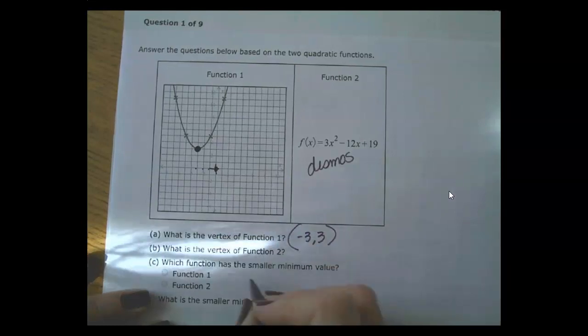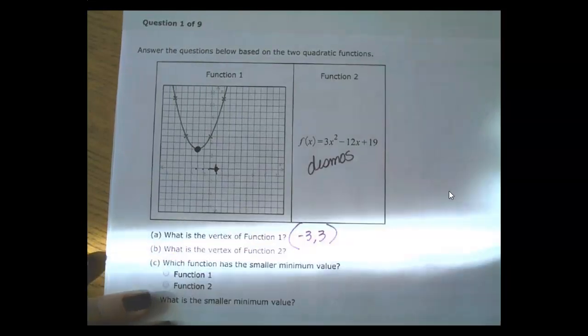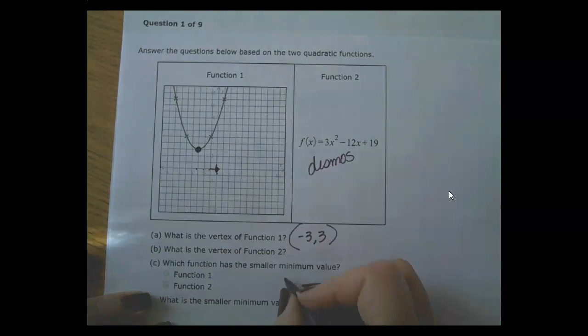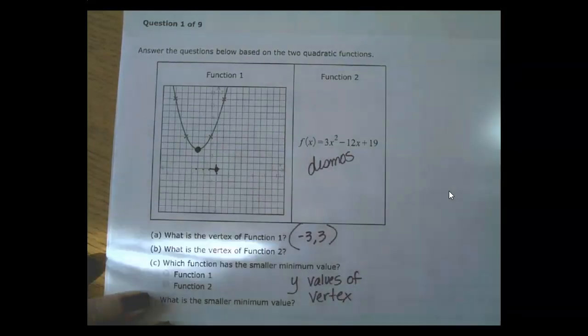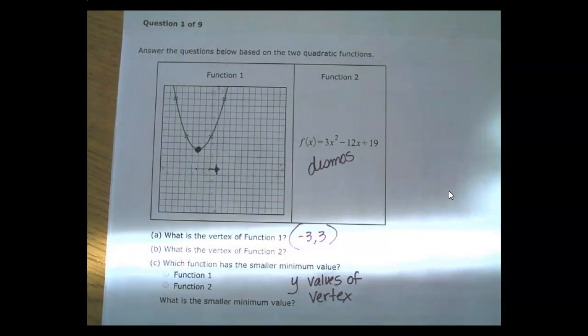Which one has the smallest minimum? When they're talking about the smallest minimum, they're talking about the Y values of the vertex. So once you have that, you can answer that question. All right, that's it.